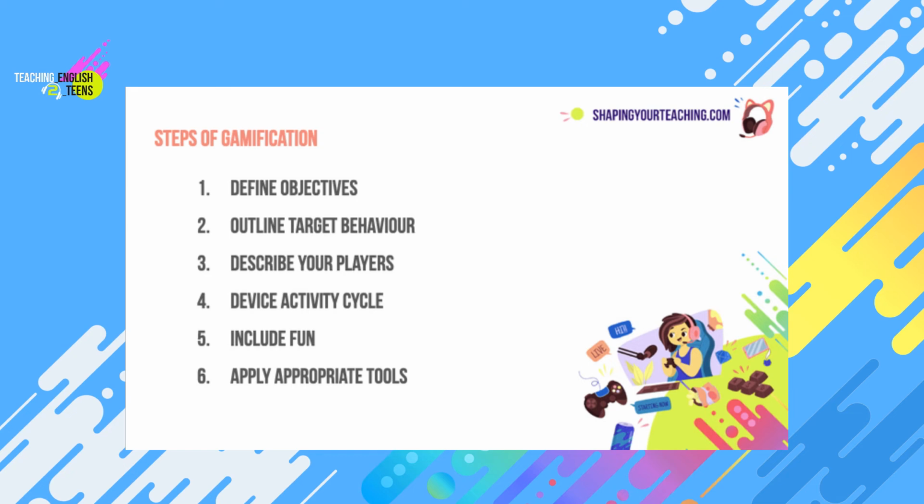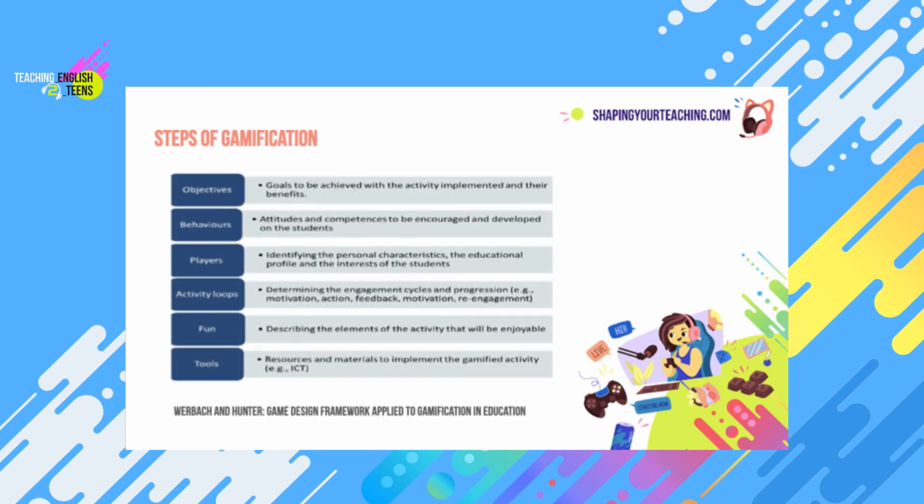According to Verbeek and Hunter, gamification is best implemented in 6 steps. Define objectives, delineate target behaviors, describe your players, devise activity cycle, don't forget the fun, and deploy the appropriate tools. You can see that only on the last stage we talk about gamification components like leaderboards and points.